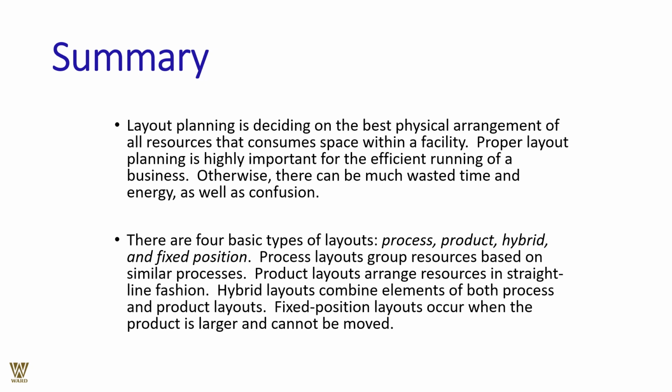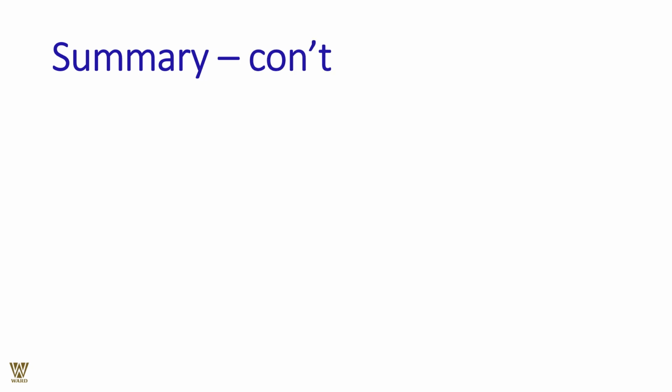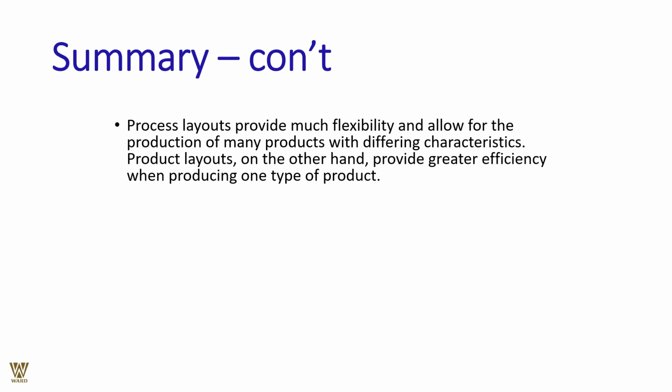Remember, process layout is based on similar processes. Product layout is always arranged in a straight line fashion. Hybrid layout combines the best of the process and the product layout. And fixed layout is something which we cannot always do, because either the product is too large or the processing space is more or less fixed. Process layout provides much more flexibility and allows production of many products with different characteristics, whereas product layout, on the other hand, provides greater efficiency. It gives the economies of scale that we are looking for. Since the number of products is limited and products are almost standardized, we can push down, or should I say hammer down, the cost altogether.